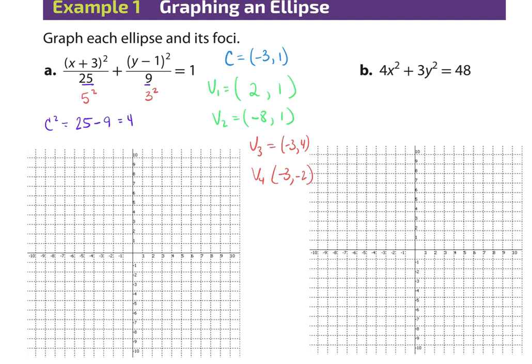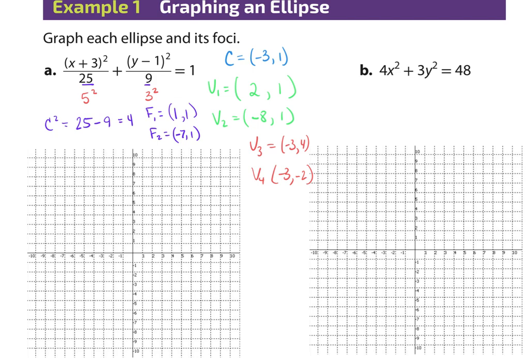My focal points are also going to be on my x-axis because that's where my major axis is. So I have 2 focal points, remember, because this is an ellipse. So I have F1. Again, my y value is not going to change. I'm going to add 4 to my x value, which is going to be 1. And then I am going to subtract 4 from my x value, which is going to be -7. So really I have all the pieces that I need to sketch this ellipse, all right?